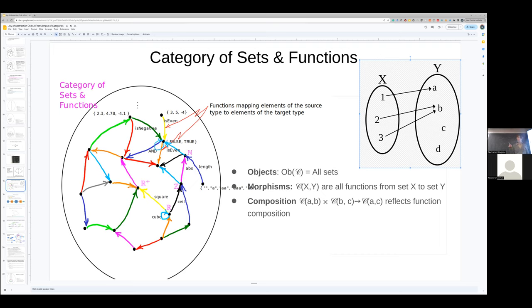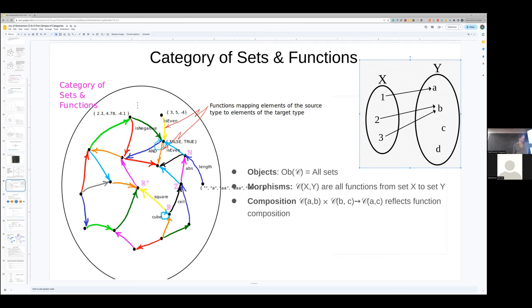But what do you think the identity morphism is here? Which I haven't even drawn, by convention. What's the identity morphism? Okay, all of them to itself. So I think you got the idea. Just like the identity function, it just returns the same set.